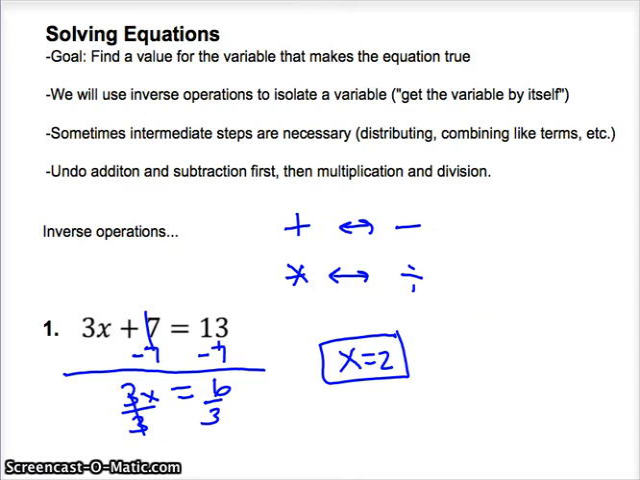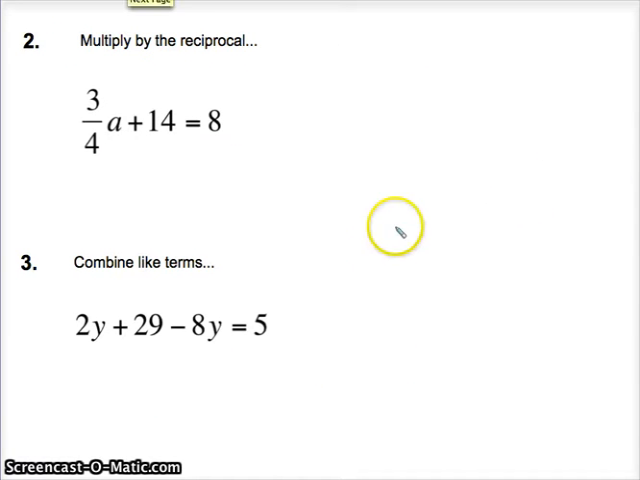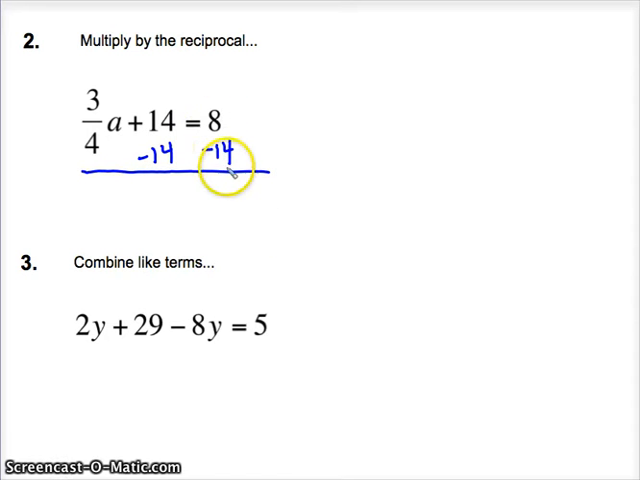Let's look at another example. In example number 2, we're going to use a method called multiplying by the reciprocal. But first, we need to undo this addition. So I'm going to subtract 14 from both sides. Remember, I have to keep that equation balanced on both sides. I complete my subtraction and do 8 minus 14, and I get negative 6. 14 minus 14 is 0, and I'm left with 3/4 a.